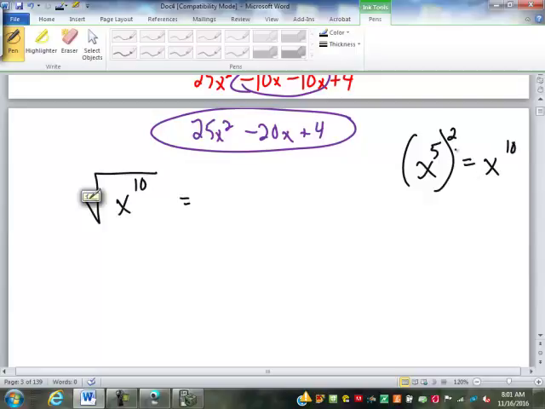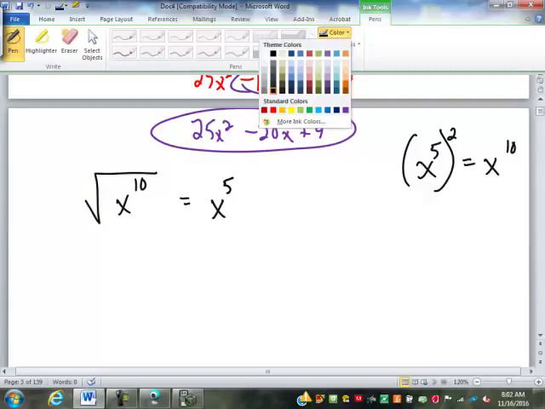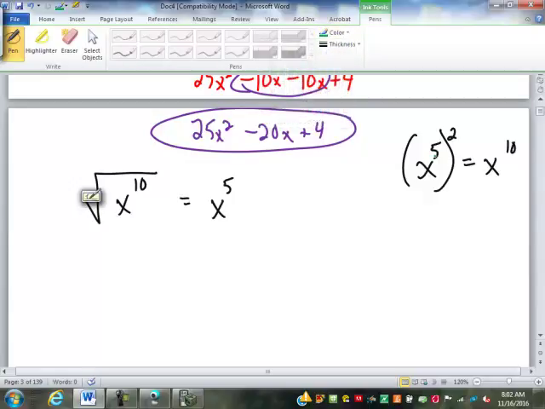So what if I asked for the square root of x to the 10th? Well, we know x to the 5th squared makes x to the 10th. So it has to be x to the 5th. Because that's what a square root is asking: what number squared makes this. If you look at what happens with the powers, since we're reversing the squared, and when you square an exponent, you're multiplying the number by 2, when I square root, what has to happen to the power?